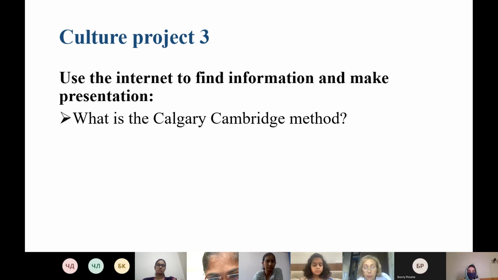Calgary-Cambridge. So I think the leader of the group, Balasani Manish, can decide who will work in each group. You should divide all the students into 3 groups. Manish, are you here? He has some network issue. I think the connection is bad.